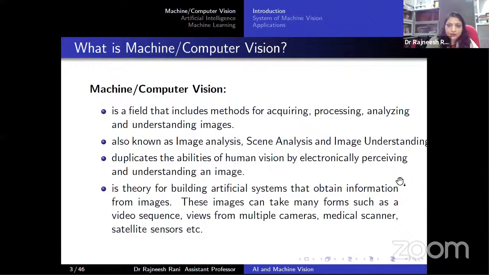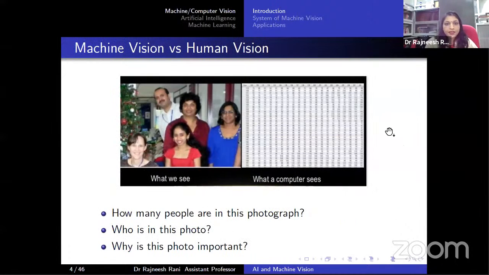So I show this with the help of an example. Let's see the difference between human vision and machine vision. If we look at this photograph, what will a human person see? He can generally see how many people are in this photograph, who is in this photograph, and why this photo is important. But if we feed this same photograph to the computer, then what will a computer see?